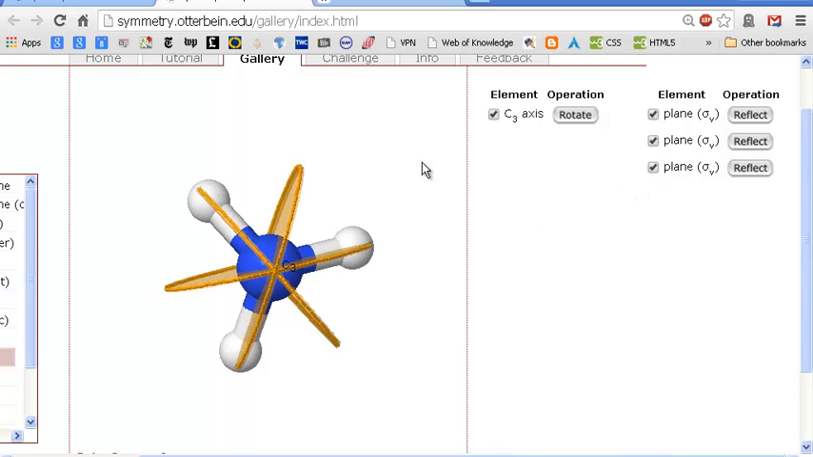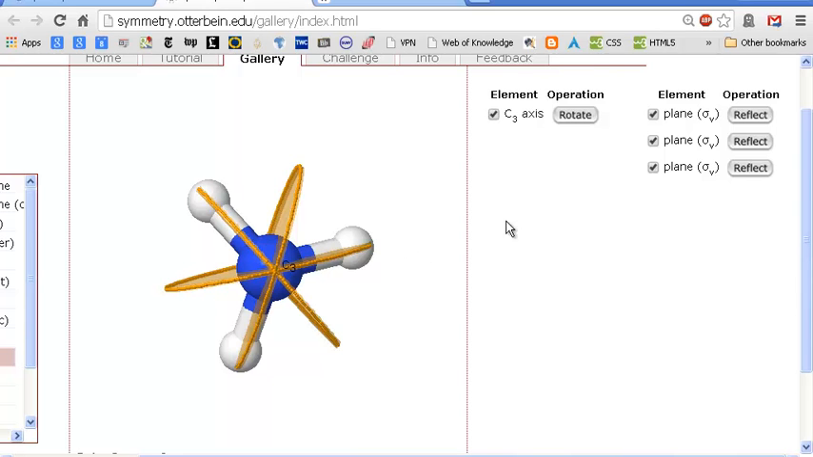Ammonia has C3v symmetry, and it has a C3 axis and 3 sigma planes. The dipole moment, maybe you can see, is located right at this intersection of the planes and the rotational axis. So if you rotate around C3, the dipole moment doesn't change. If you reflect it in any one of these planes, the dipole moment doesn't change.